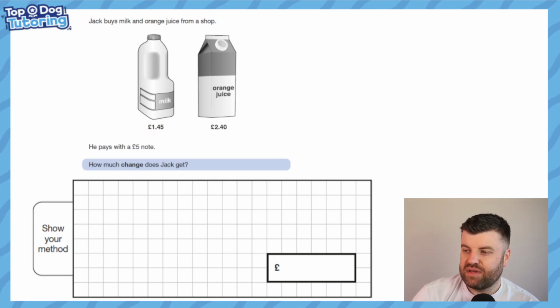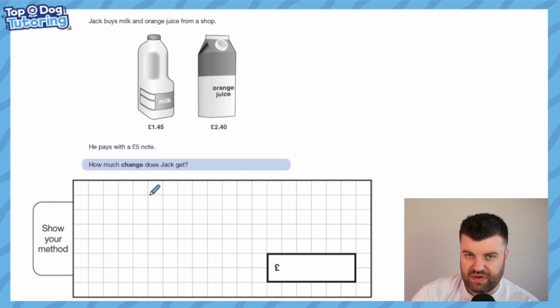So Jack buys milk and orange juice from a shop. Lots of purchasing going on here. He pays with a £5 note. Again, we're looking at change. A big thing you have to figure out and do a lot in these SATs papers is work out change from a pound note, whether it's 5 or 10 or sometimes a coin, like a £2 coin. So how much change does Jack get?